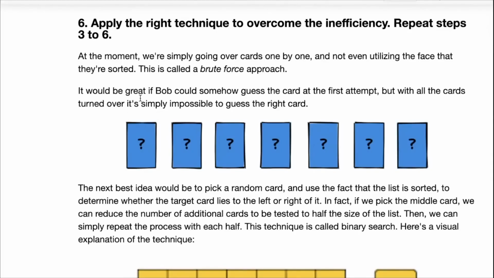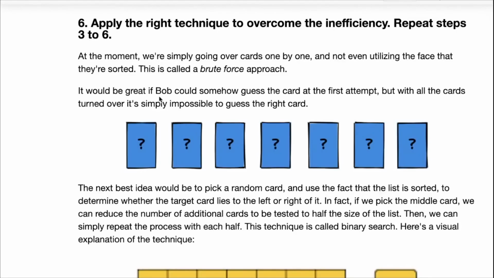Now, the next step is to apply the right technique to overcome this inefficiency. Now, of course, we've not learned any techniques yet, but we can probably figure it out if we think about it. And maybe this is something that occurred to you right at the beginning. And the idea that occurred to you is something that we will now implement.